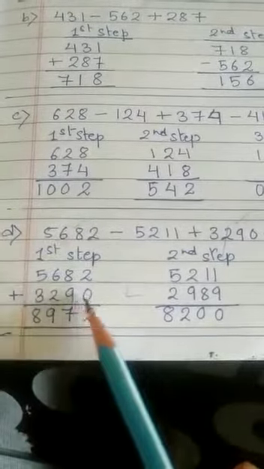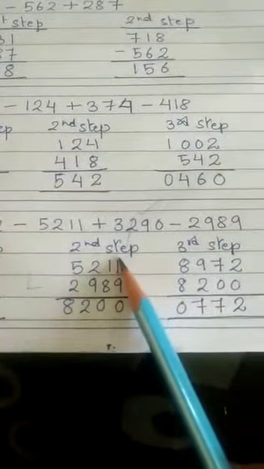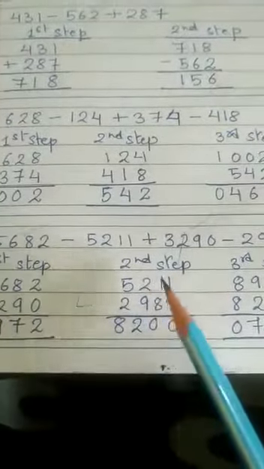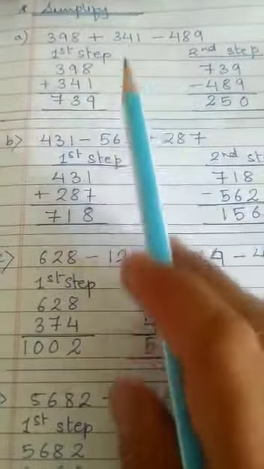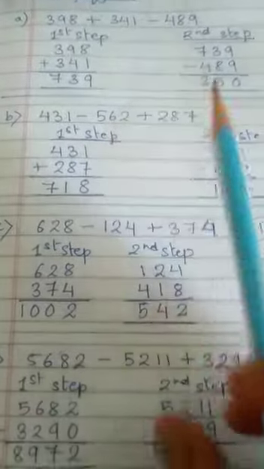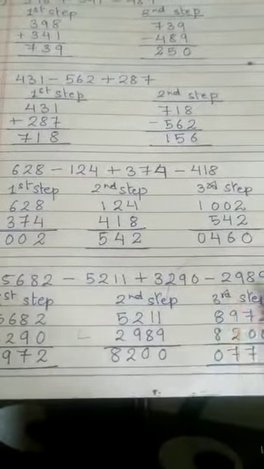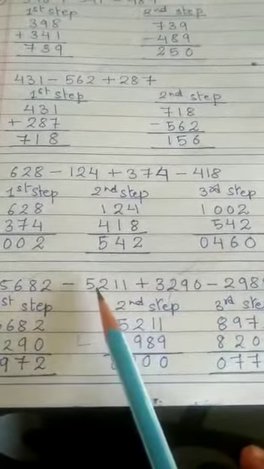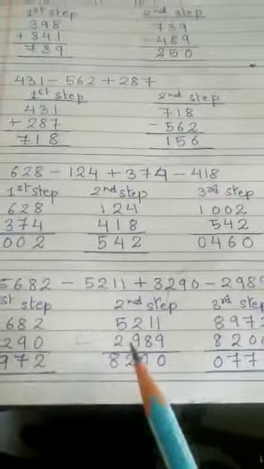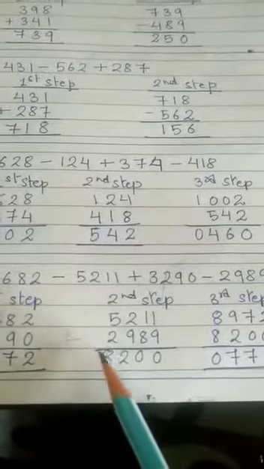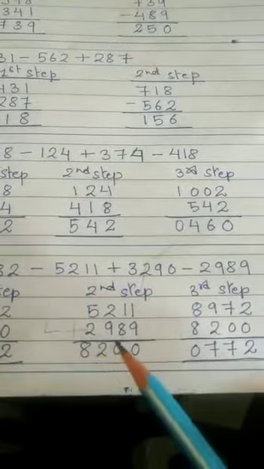Whenever you do the addition, you'll get the answer 8972. So that is what we do in the first step. Then in the second step, in the rest of the questions you found only one subtraction, only one minus. But here we are getting two minus signs. Now what you do in the second step is bring both these minus numbers, and you have to do the addition for the second step also.